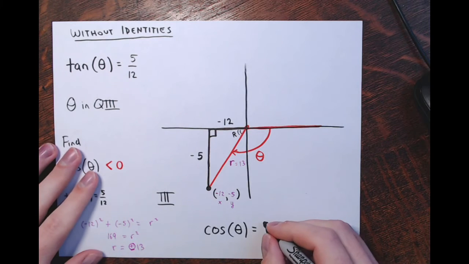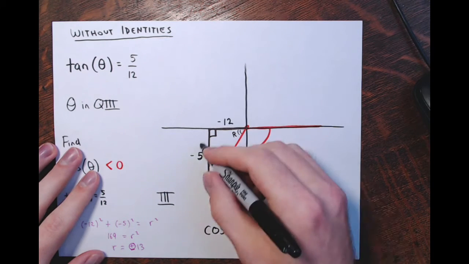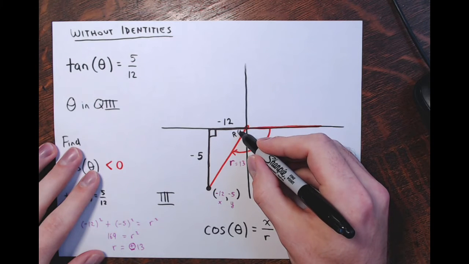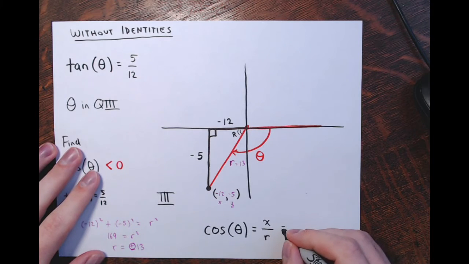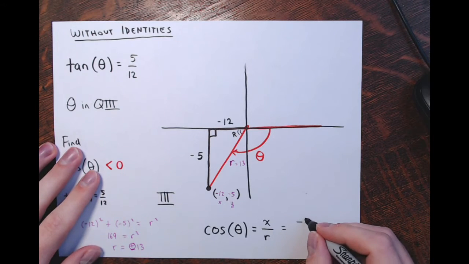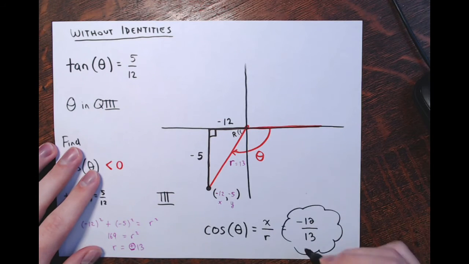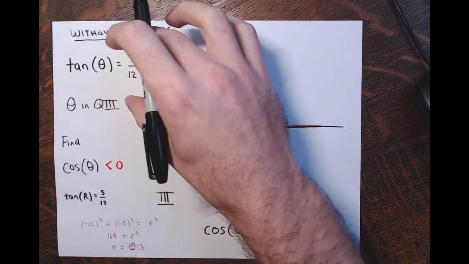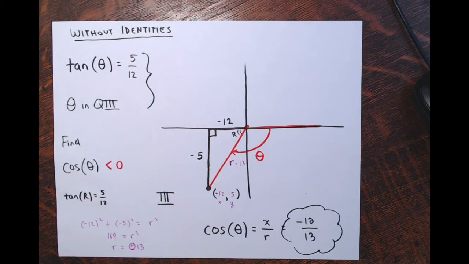Cosine, remember, was the x-coordinate of my point on the terminal side divided by the r, the radius. Or just look at my right triangle here and use the reference angle, adjacent over hypotenuse. That was also cosine. So that'd be negative 12/13, and that's what they want. The cosine of this angle is negative 12/13. All right, so that was without the identities.